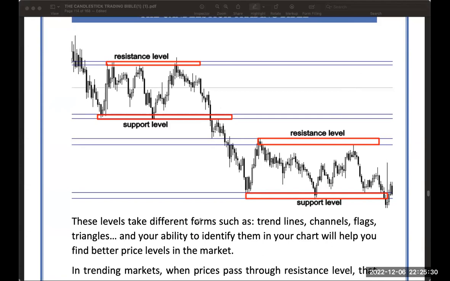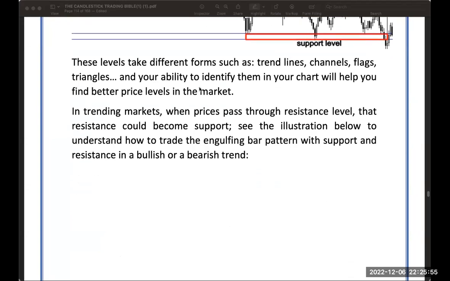These levels take different forms, such as trend lines, channels, flags, triangles, and your ability to identify them in your chart will help you to find better price levels in the market. So I believe this is also a lesson on its own. Trend lines, channels, flags, triangles, these are all shapes or patterns which the price makes when it moves. In trending markets, when price passes through a resistance level, that resistance could become support. See the illustration below to understand how to trade the engulfing bar pattern with support and resistance in a bullish or bearish trend.